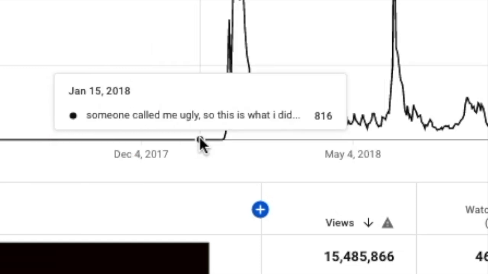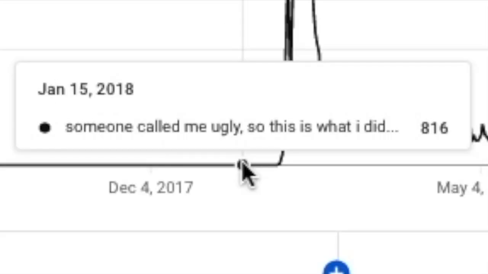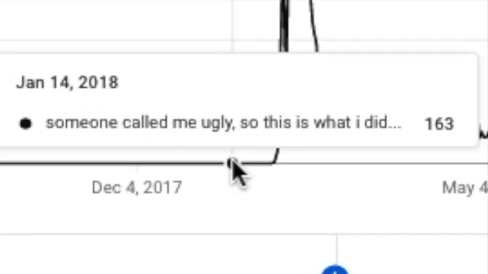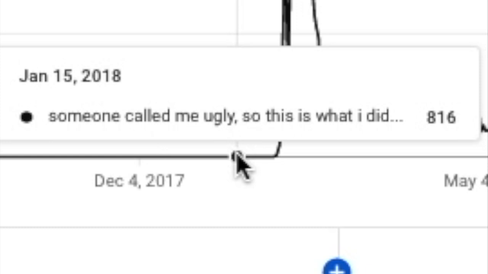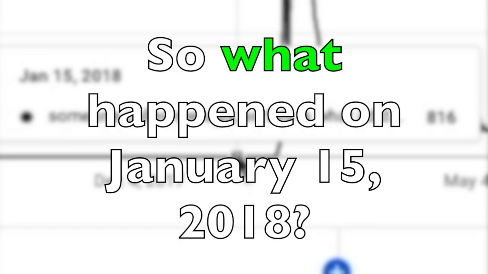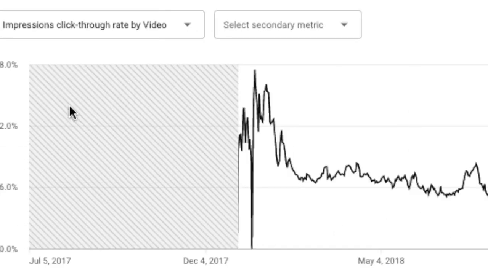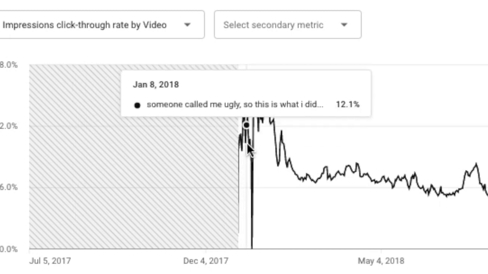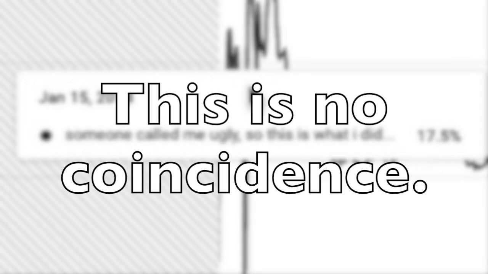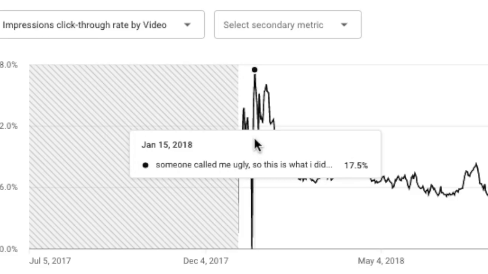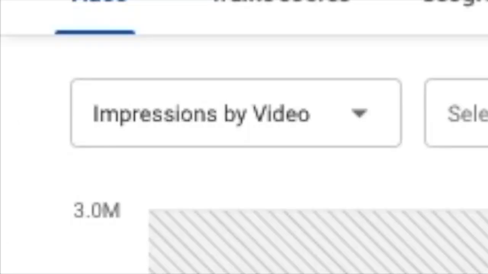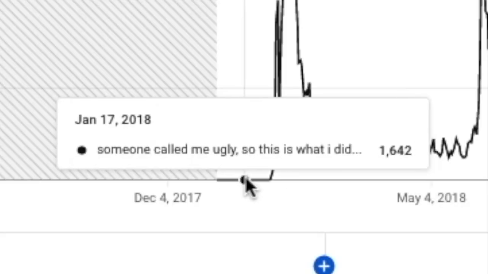This is the exact point where the third trickle experiment was triggered. January 15, 2018. The views jumped from 163 the day before to 816 the next day. So what happened on January 15? Well, if we go to click-through rate, the highest click-through rate this video ever achieved in a day was January 15. This is no coincidence. This strong of a CTR triggered the algorithm to take this video to the third trickle experiment. This video started receiving more impressions after it did so well on January 15.